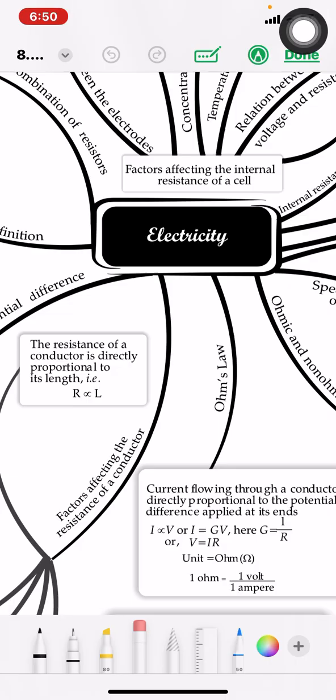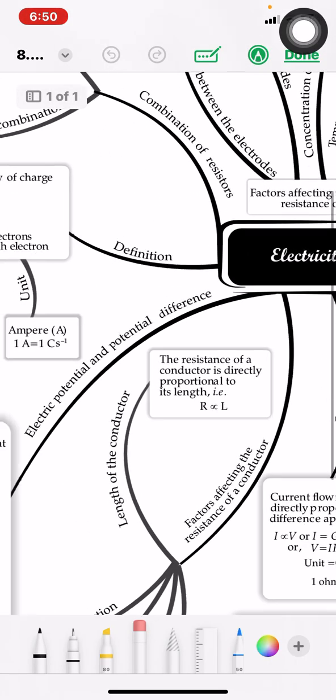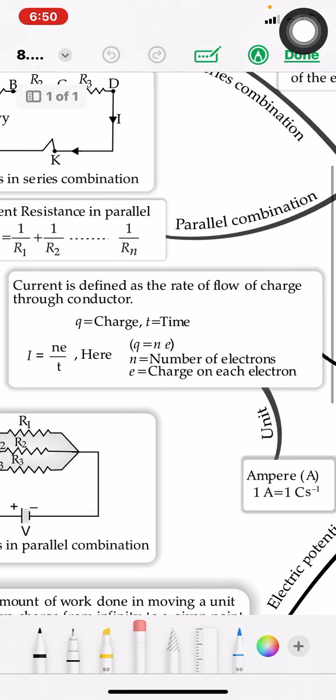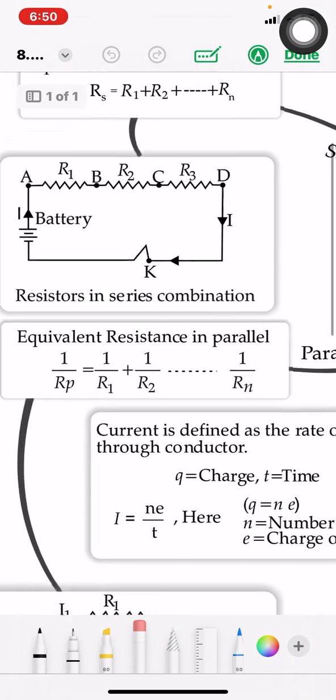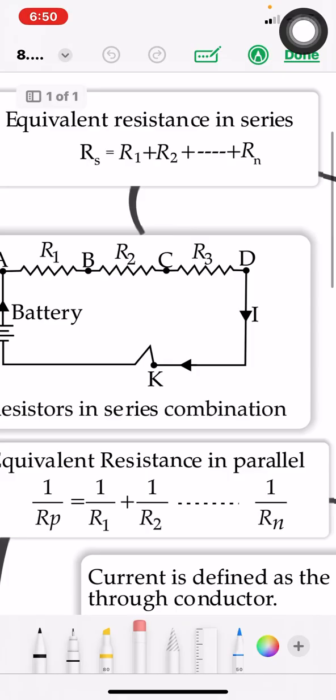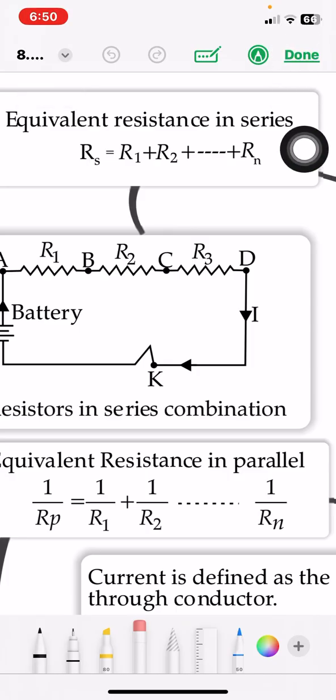Today I'm going to discuss the complete electricity chapter of class 10 science. Okay, so starting with the very first topic, that is resistance. Resistance is basically an opposition to the flow of electrons in a wire or conductor.